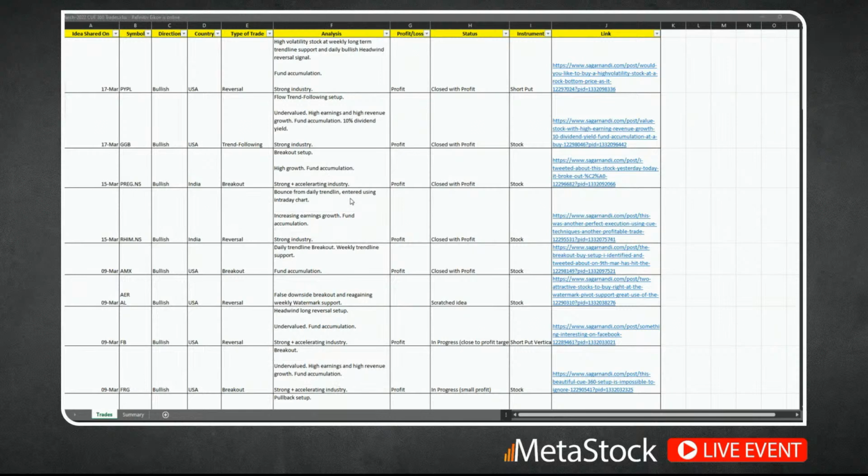Once you download this file from the YouTube chat panel, you may go through the trades, click the links at the right, and see exactly how they looked like when the analysis was done. Not after profit was booked, not after loss was booked.